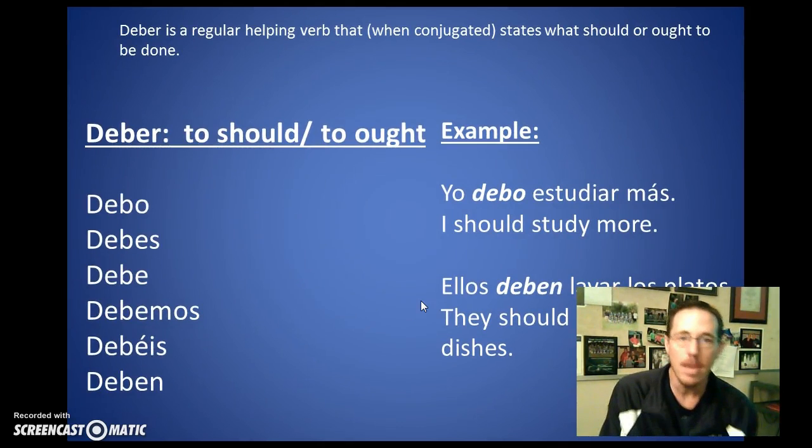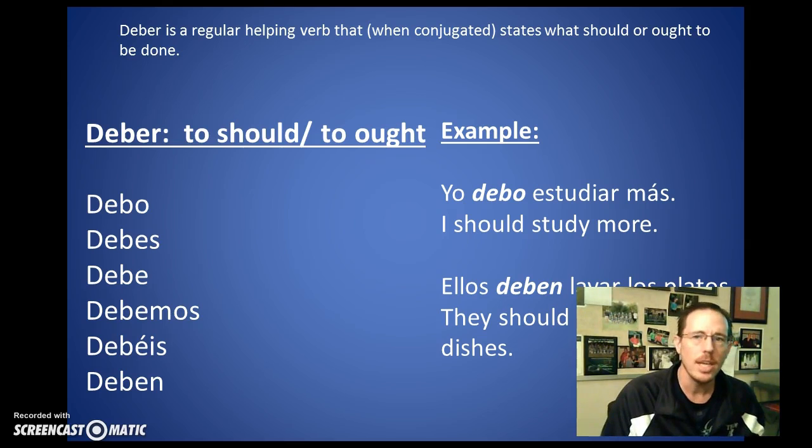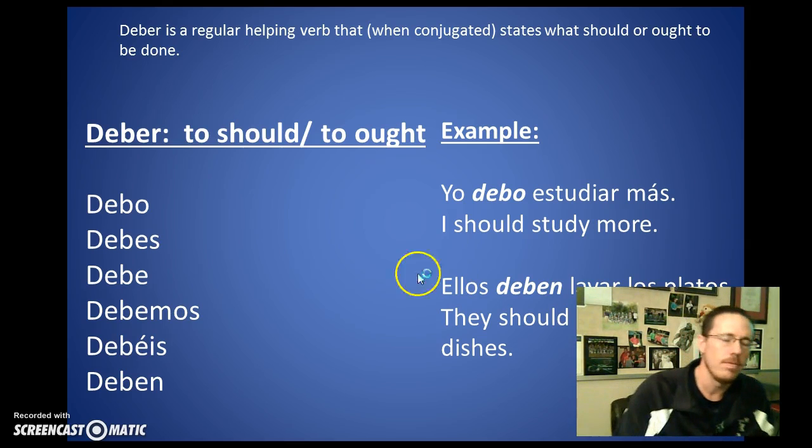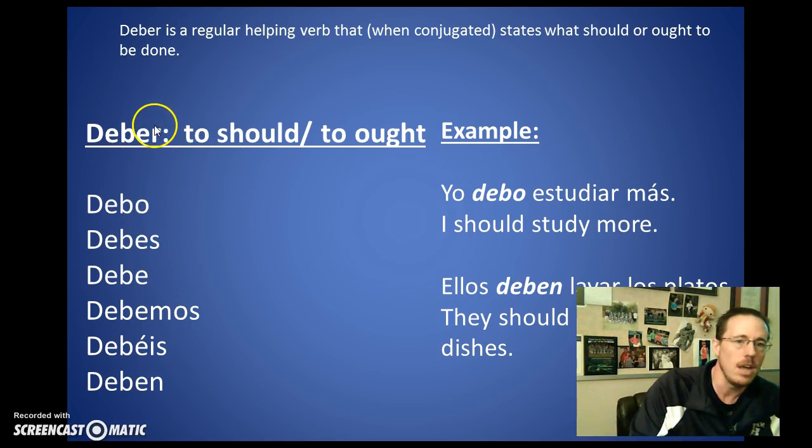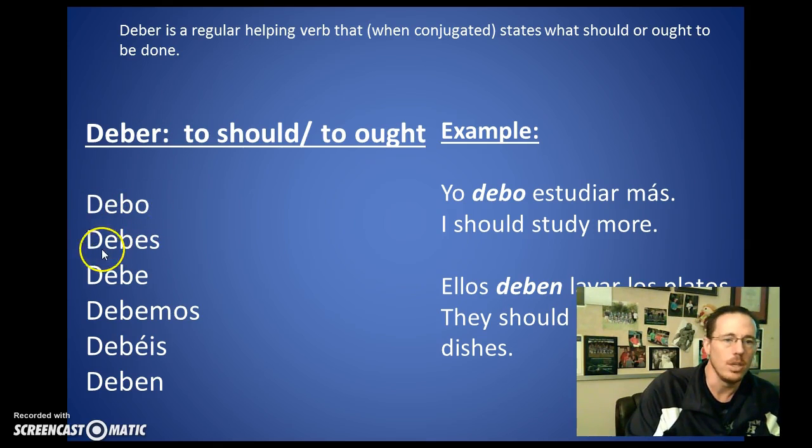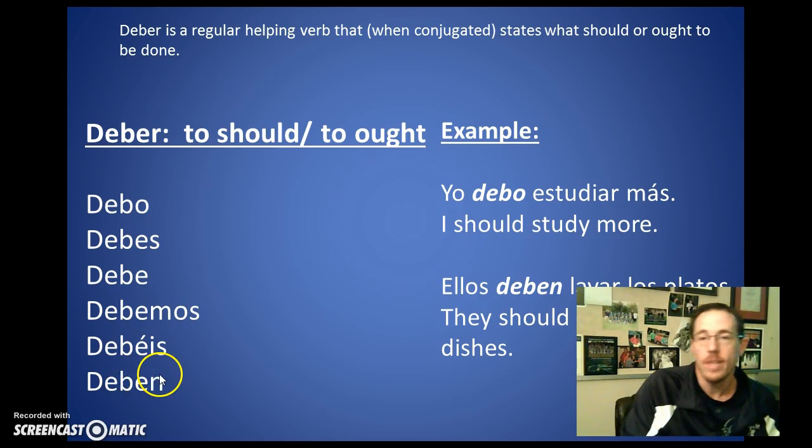So deber is a regular verb, called a helping verb, that when conjugated states what should or ought to be done. So, for example, since it's an ER verb, yo debo, I should. Tú debes, you should. Él or ella debe, he or she should. Nosotros debemos, we should. Vosotros debéis, you all, informal should. Ellos deben, they should. Or ustedes deben, you all should.